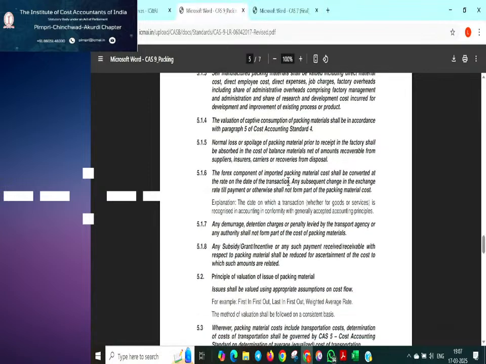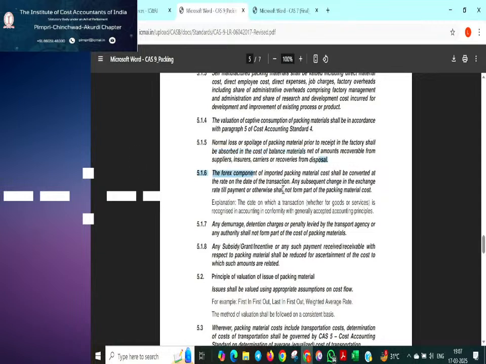And then coming to our topic, normal loss or spoilage of packing material prior to receipt in the factory shall be absorbed in the cost of balance materials. Normal loss: the total cost divided by number of good units, that you should always remember. Abnormal loss will be absorbed by the units that you have lost.